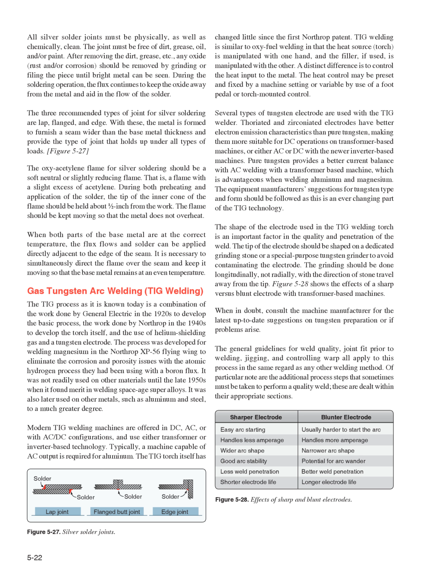When in doubt, consult the machine manufacturer for the latest up-to-date suggestions on tungsten preparation or if problems arise. The general guidelines for weld quality, joint fit prior to welding, jigging, and controlling warp all apply to this process in the same regard as any other welding method. Of particular note are the additional process steps that sometimes must be taken to perform a quality weld. These are dealt with in their appropriate sections.